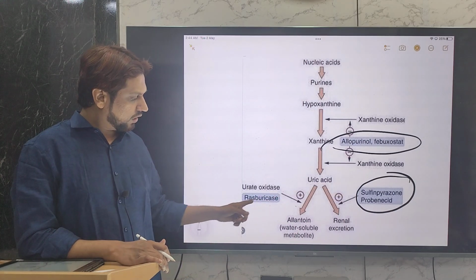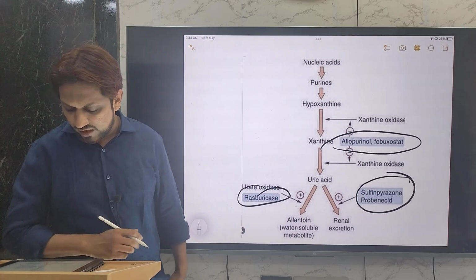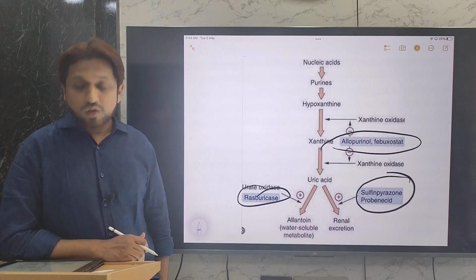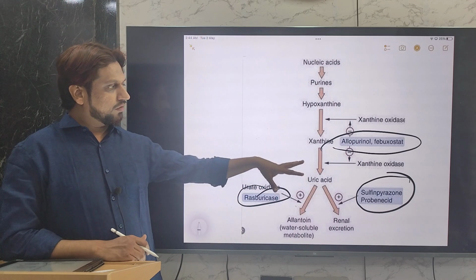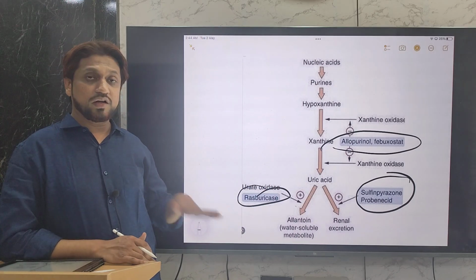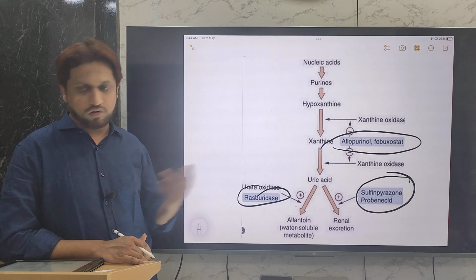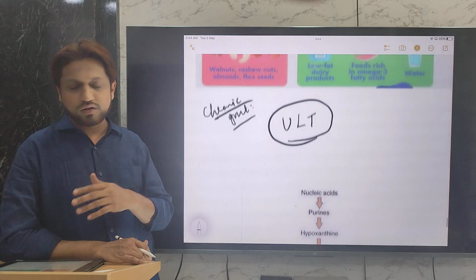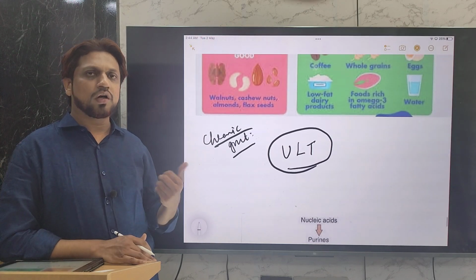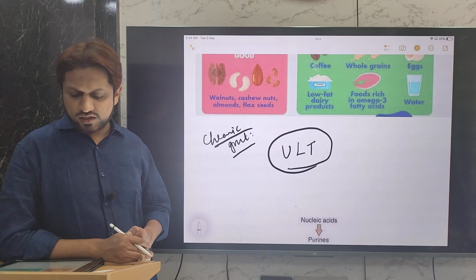There is one more newer drug, rasburicase, that will stimulate this enzyme urate oxidase. We'll discuss this in detail with other drugs. These are urate lowering therapy, that is decreasing the uric acid level. Remember, not all patients are to be given this, only a few selected patients, which I have already said, that is the renal stone patients or those with continuous, more episodes seen within a year.